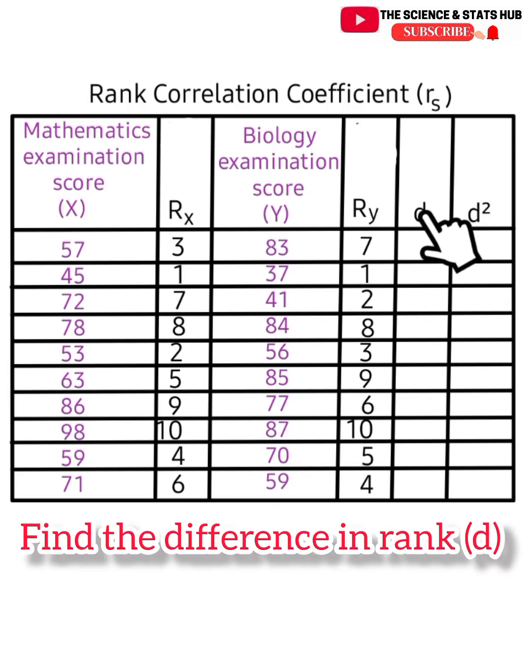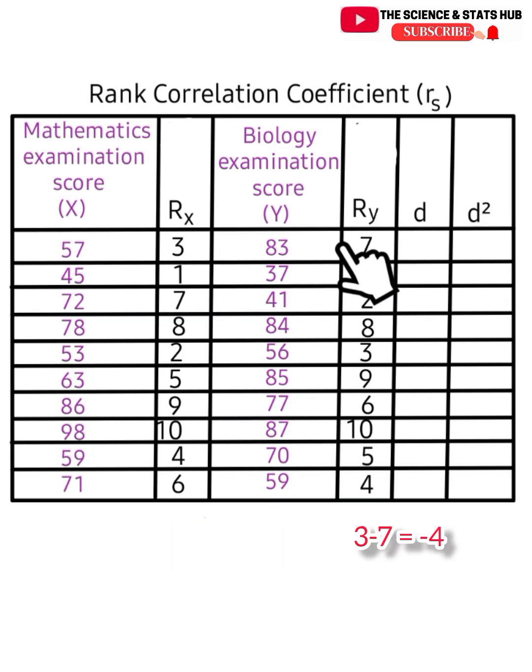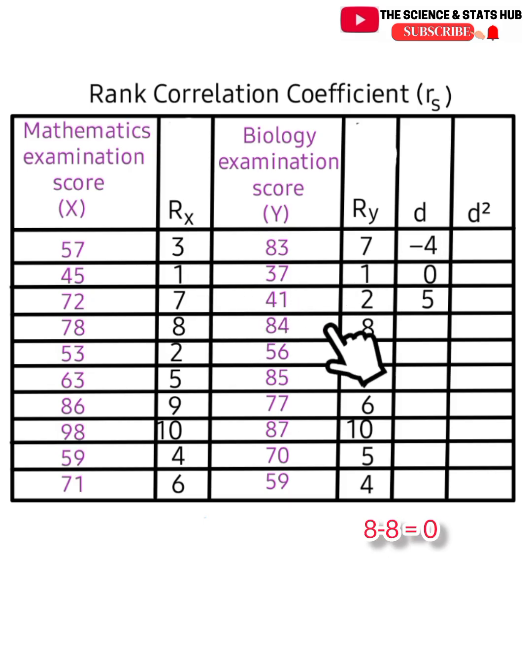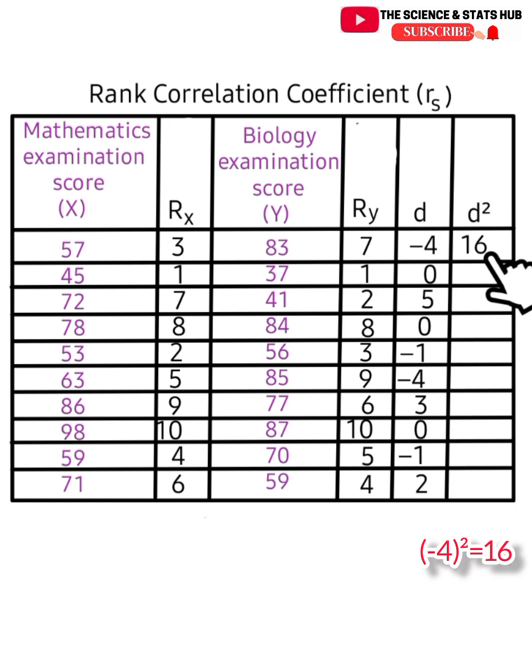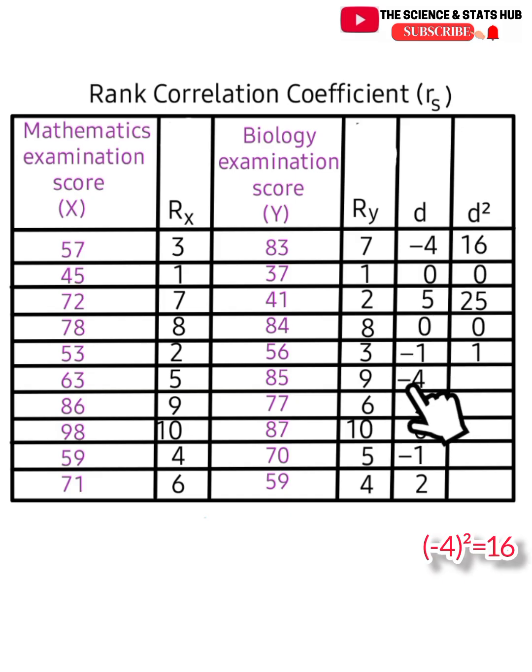Now let's proceed to finding the difference in rank, d. 3 minus 7 is minus 4, 1 minus 1 is 0, 7 minus 2 is 5, 8 minus 8 is 0, 2 minus 3 is minus 1, 5 minus 9 is minus 4, 9 minus 6 is 3, 10 minus 10 is 0, 4 minus 5 is minus 1, lastly 6 minus 4 is 2. Let's proceed to fill in the d square column. d square simply entails the square of each of the d values: minus 4 square is 16, 0 square is 0, 5 square is 25, 0 square, minus 1 square is 1, minus 4 square is 16, 3 square is 9, 0 square, minus 1 square is 1, lastly 2 square is 4.